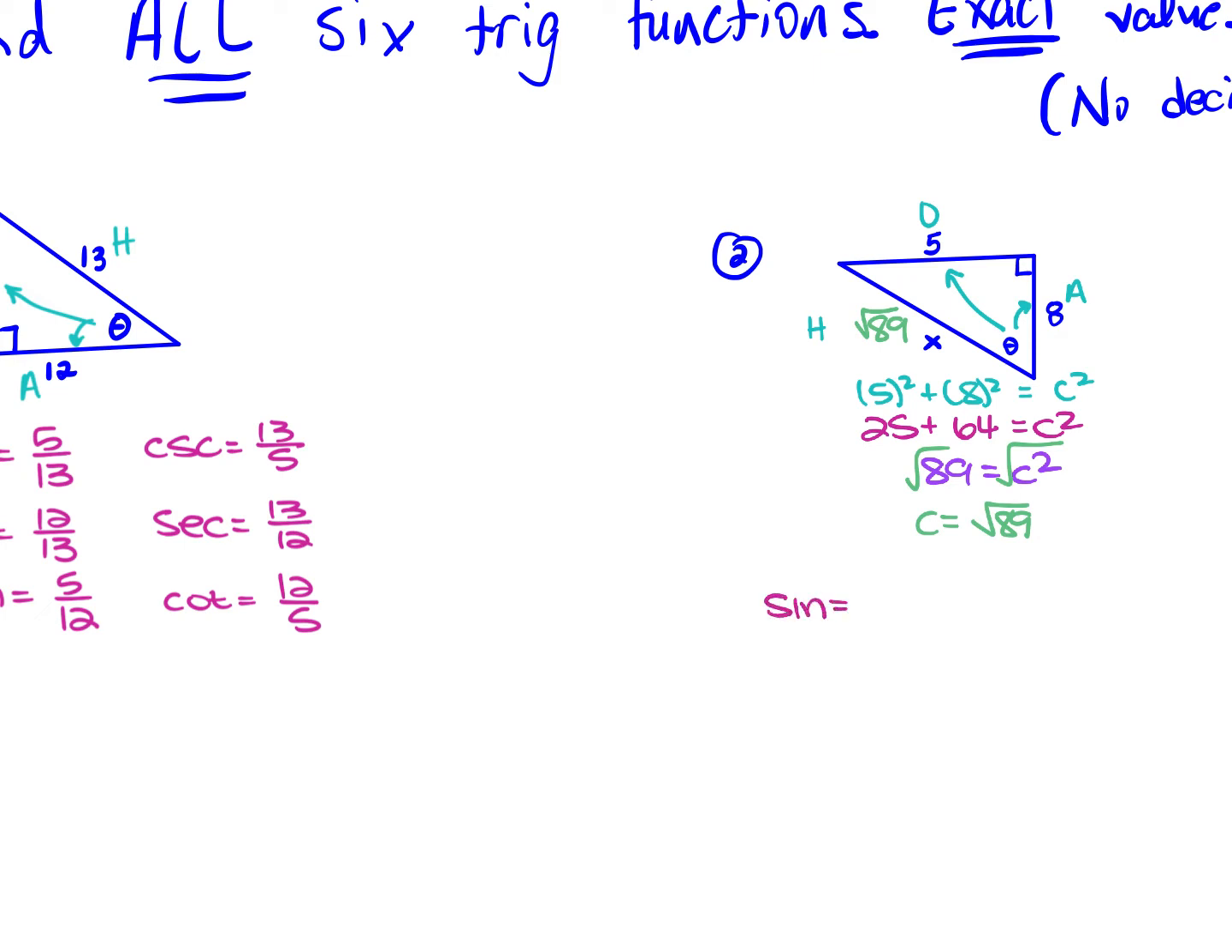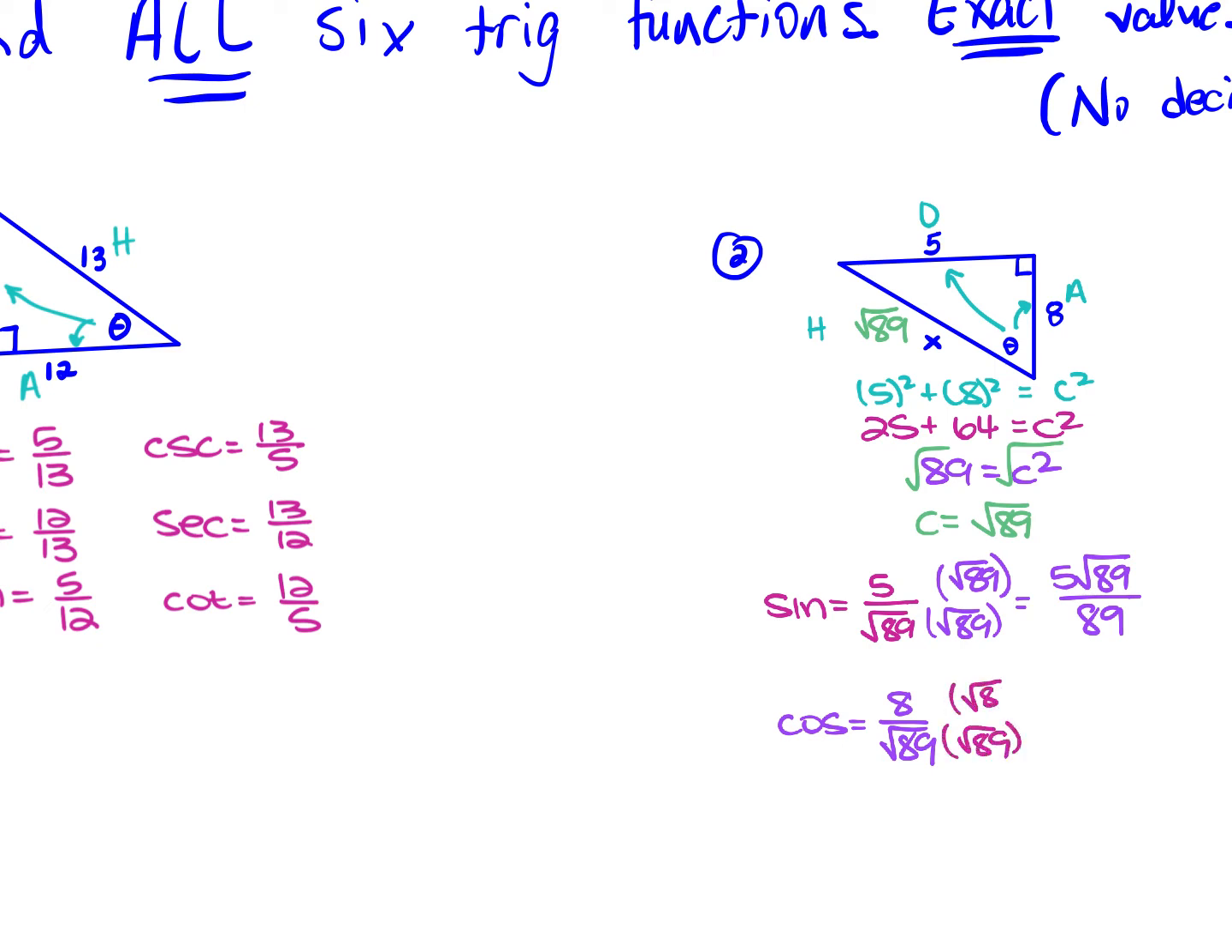For sine, opposite over hypotenuse, that's 5 over the square root of 89. We multiply top and bottom by the square root of 89 to rationalize this, and we get 5 square root 89 all over 89 for sine. For cosine, adjacent over hypotenuse, that's 8 over the square root of 89. We multiply top and bottom by the square root of 89. So that gives us 8 square root 89 all over 89 for cosine. For tangent, that's opposite over adjacent. So 5 over 8.